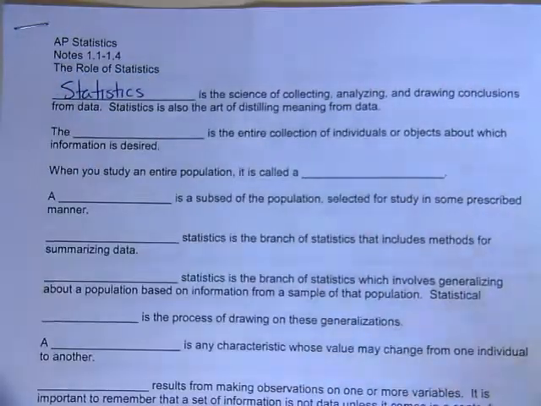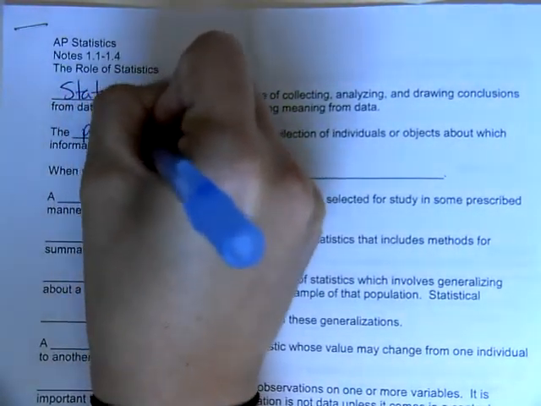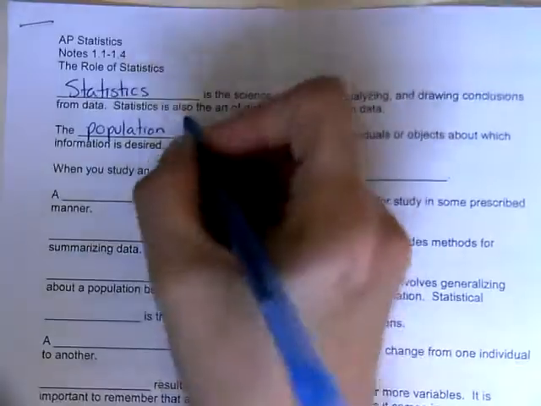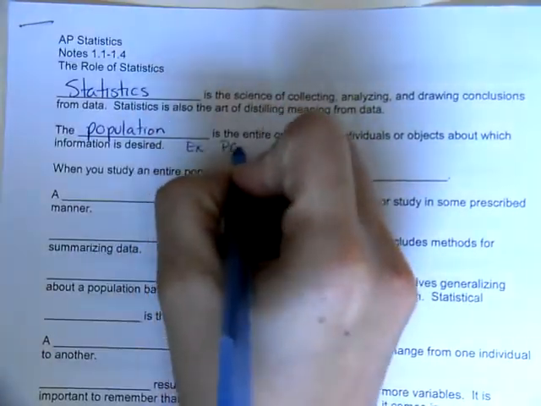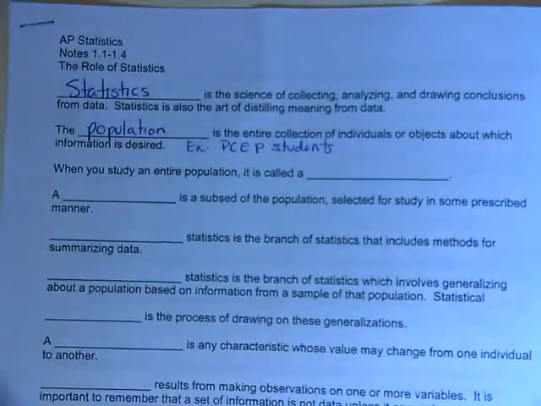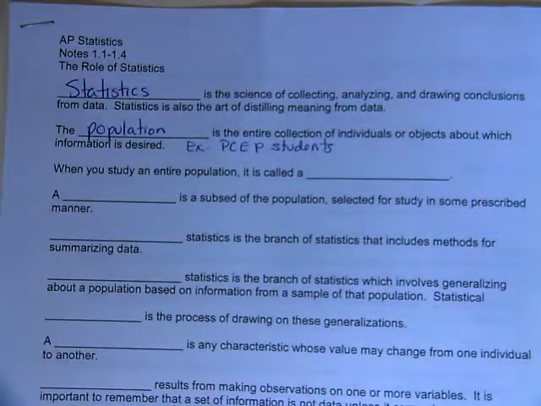So there's a few things that you need to know in terms of the whole course. We have to talk about a population versus a sample. The population is the entire collection of individuals or objects about which information is desired. Now, a population does not have to be all people in the whole world. For example, it could be as easy as just PSEP students, if that's our population. If we want to talk about high school students or PSEP students, that's easy. We don't necessarily need the whole world.